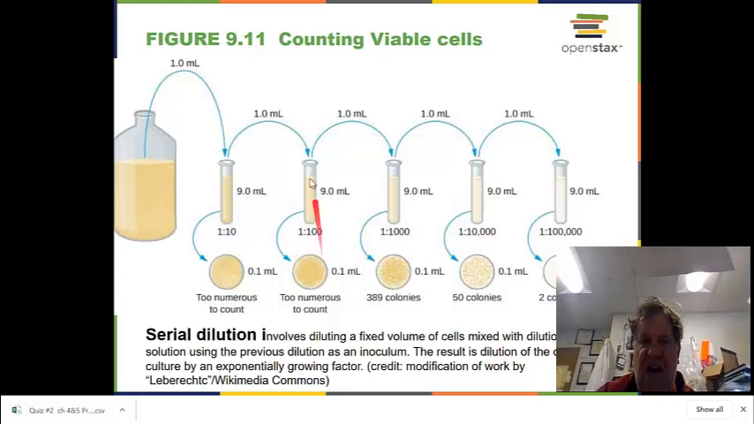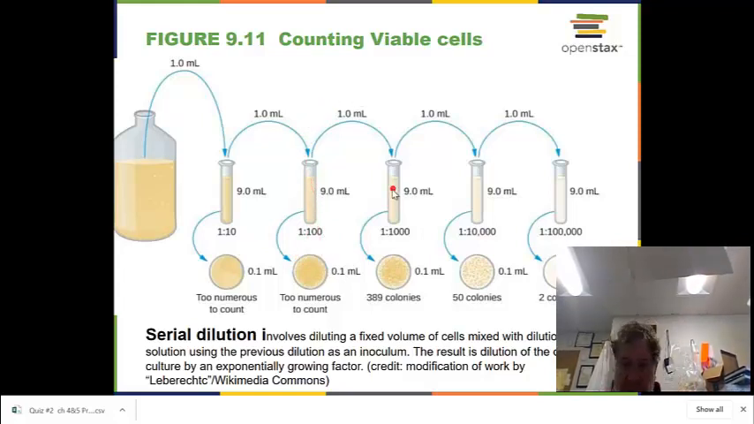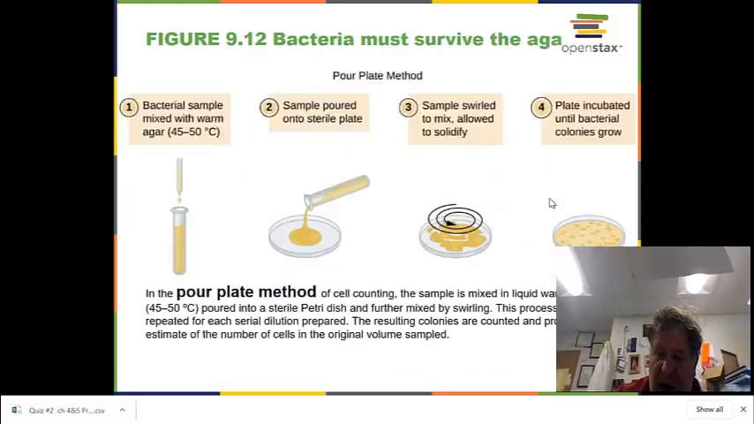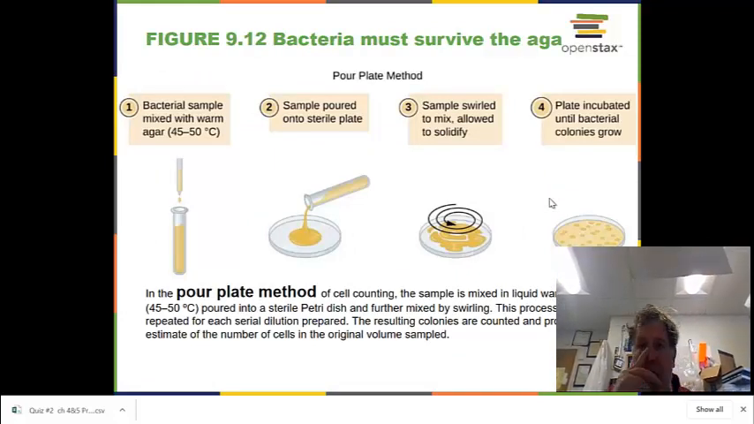We're starting to see individual colonies. We do it again, we get a 1 to 1,000 dilution. We do it again, we get a 1 to 10,000 dilution. We do it again, we get a 1 to 100,000 dilution. At a 1 to 100,000 dilution, we would have 10 cells if we had 1 million cells per mil. Again, we're going to talk about this a little bit, and we'll have exercises on this as well.